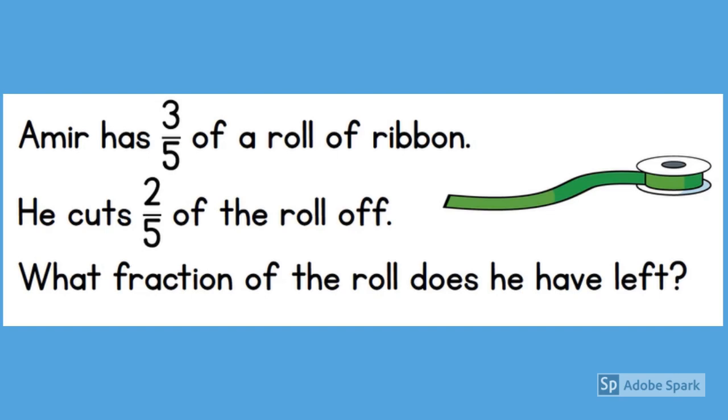Here's the first question. Amir has 3/5 of a roll of ribbon. He cuts 2/5 of the roll off. What fraction of the roll does he have left? I'm thinking a bar model will help.